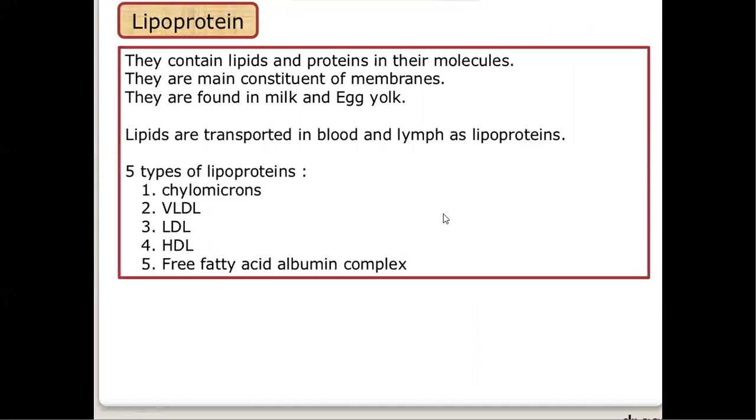And the next one is lipoproteins. These lipoproteins also come under complex lipids.